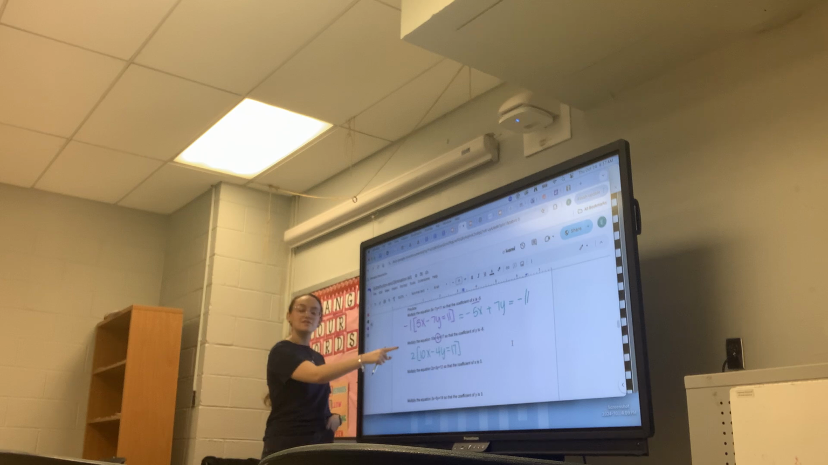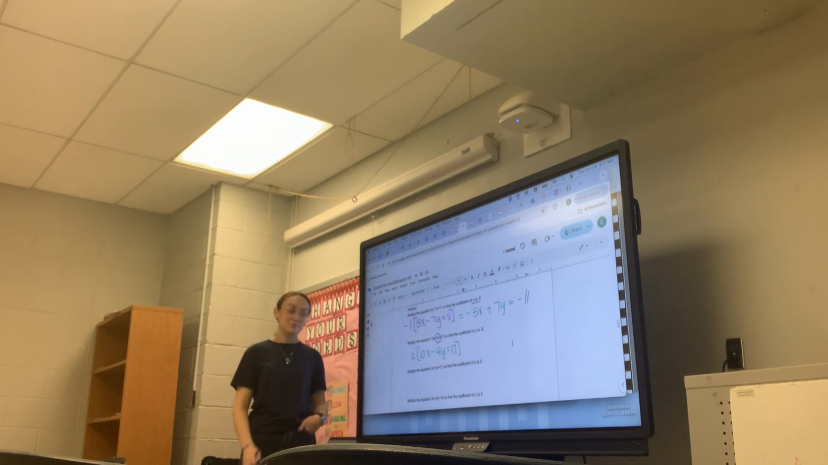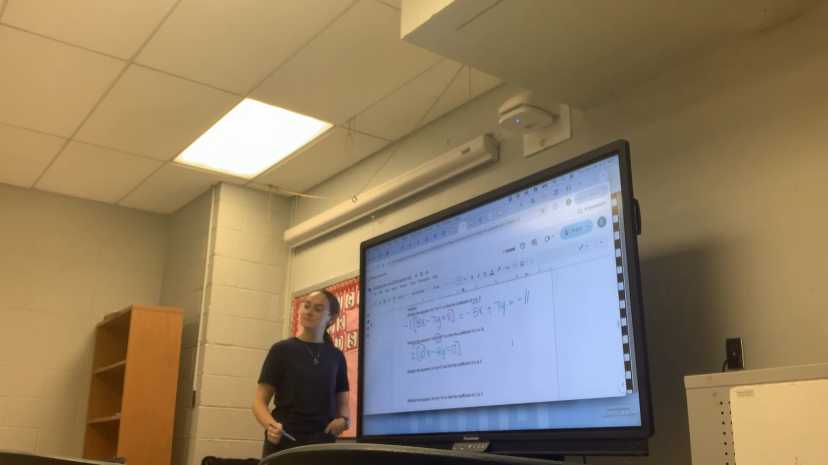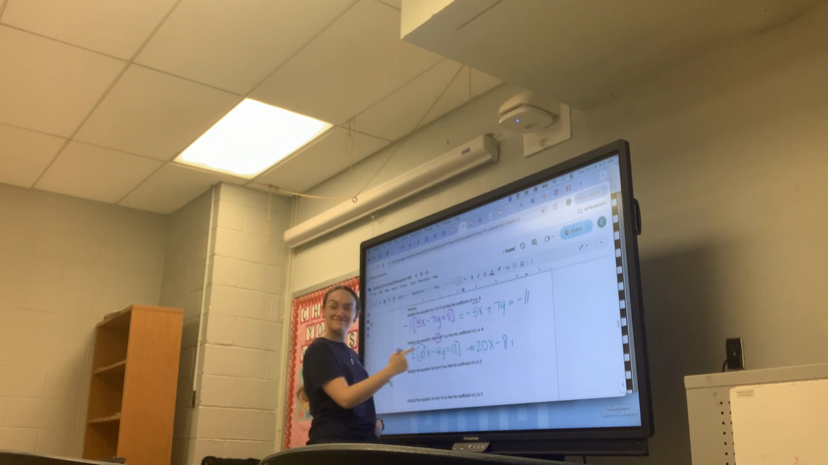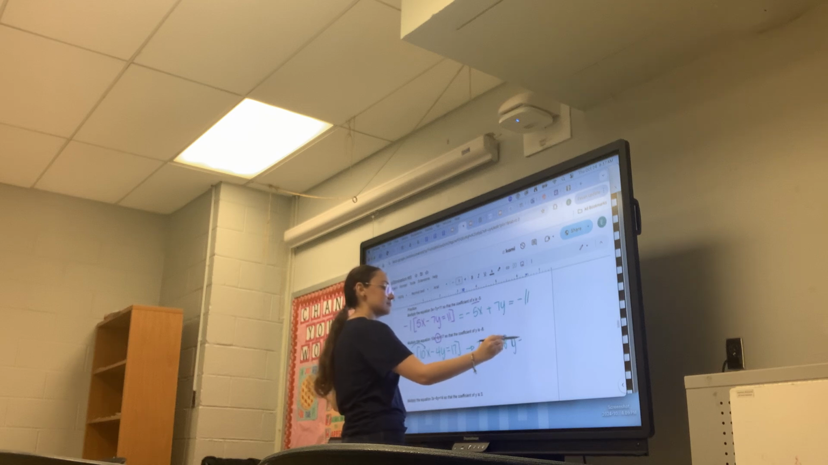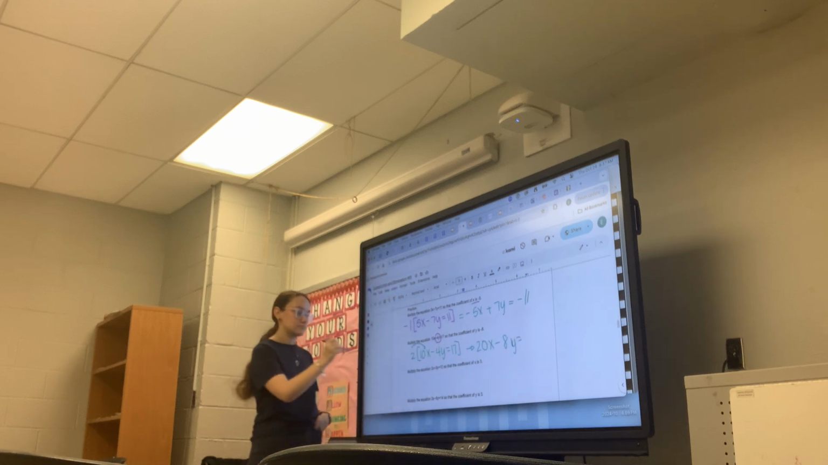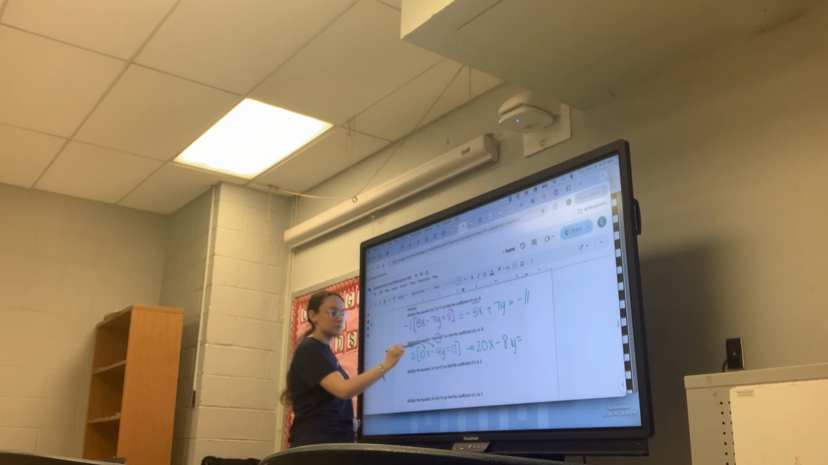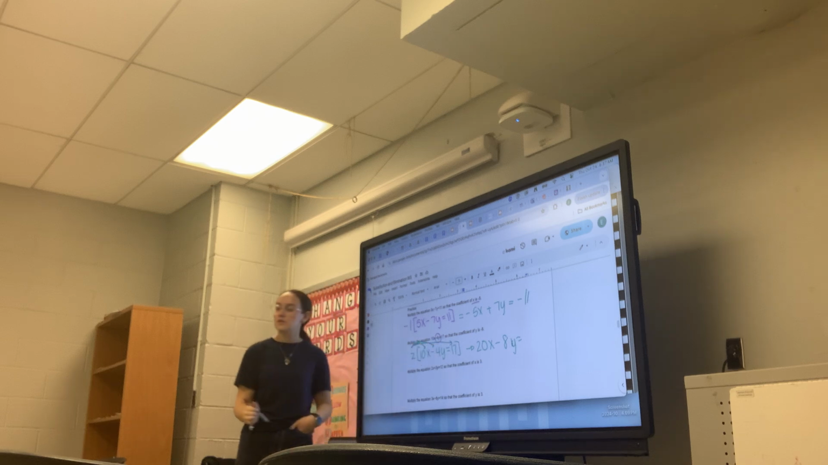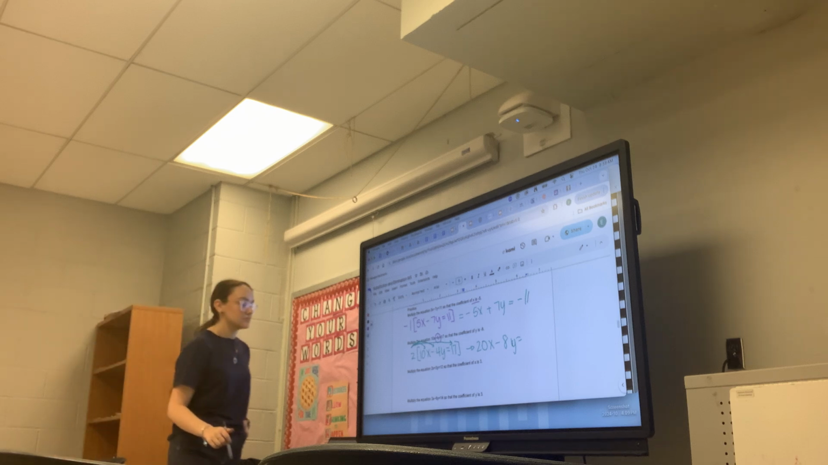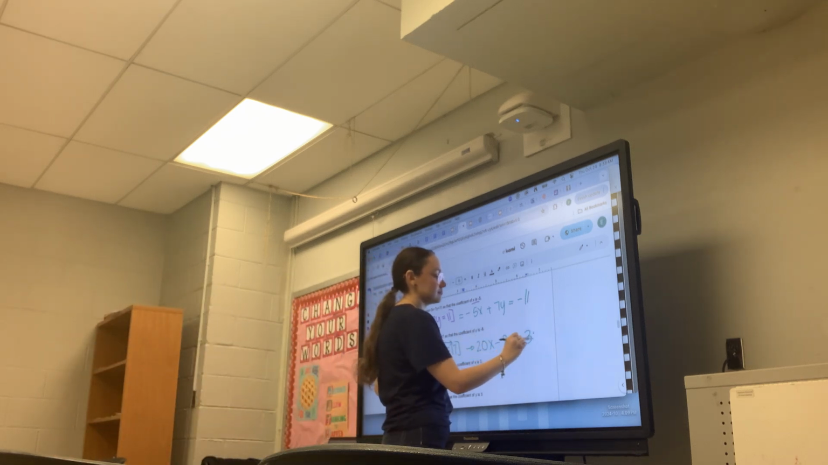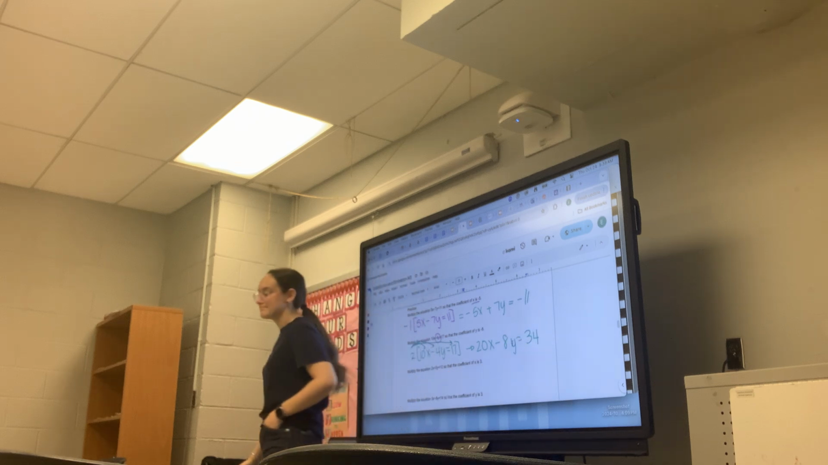What property are we going to use? It should probably be distributive. What's 2 times 10x? 20x. And negative 8, and what do we forget after the negative 8? Negative 8y. And then your last step: what is 2 times 17? And you're good.